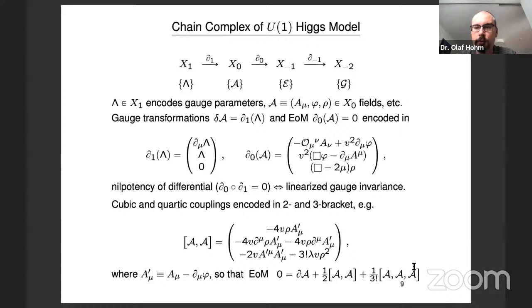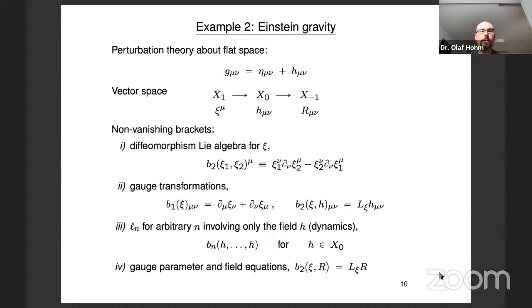And for this particular model, it stops here because you have only quartic terms and no higher. But for more general theories, this may continue. In fact, the prime example where this continues is my second example, which is Einstein gravity. So I don't want to dwell on this for too long. The basic story is the same.